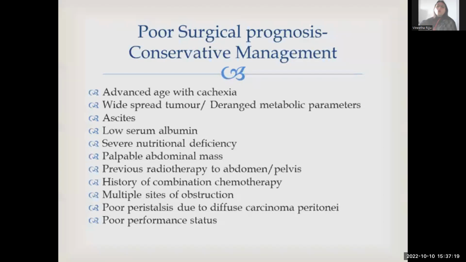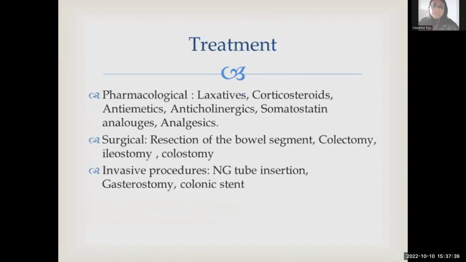Then a history of combination chemotherapy, that is, they have already tried aggressive chemotherapies, then again second-line chemotherapy. So multiple times they have tried different treatments and all have failed, which shows it is a poor prognostic patient. And also the performance status of the patient, if it is poor.